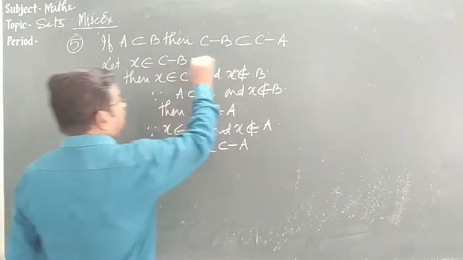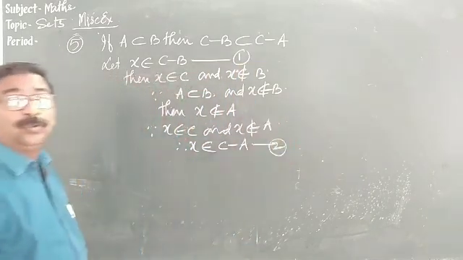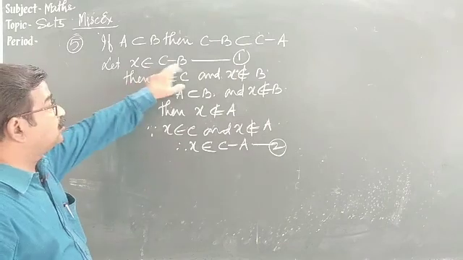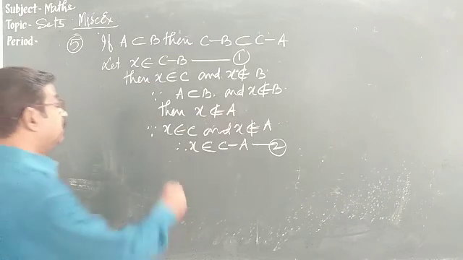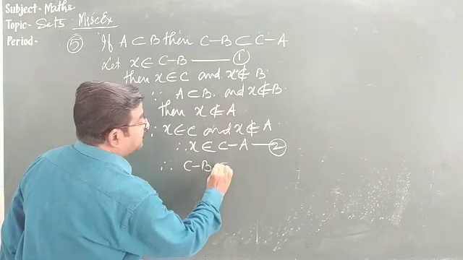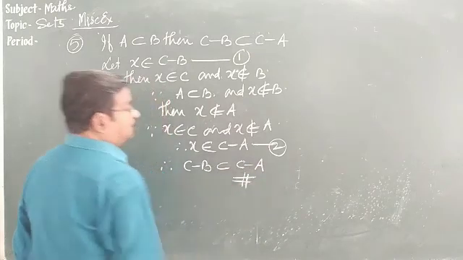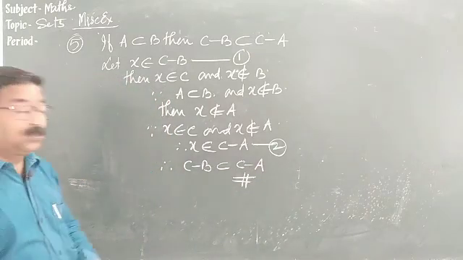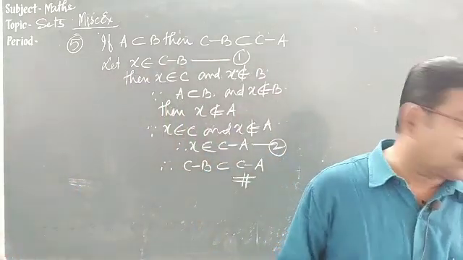This is equation number 1. This is equation number 2. So what we say, x belongs to C minus B and x belongs to C minus A. Therefore we can say C minus B is subset of C minus A. This was to prove. So this was a very simple question.